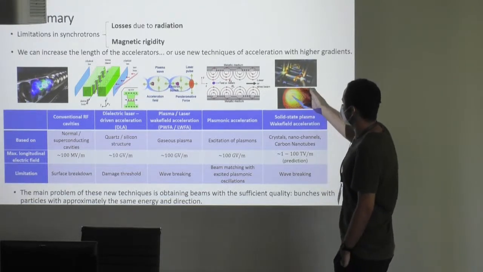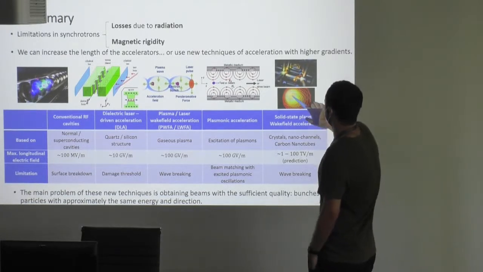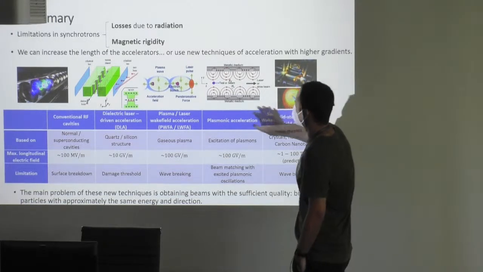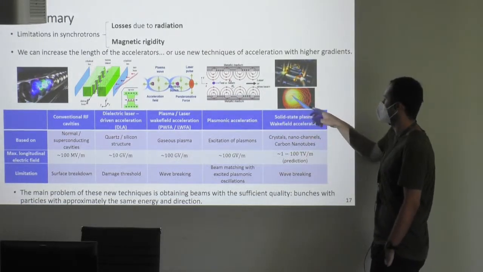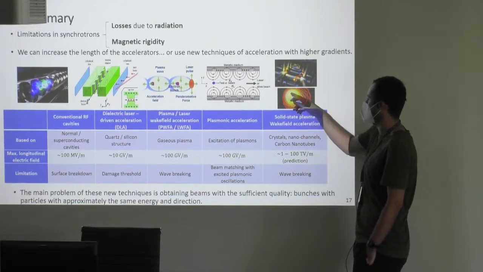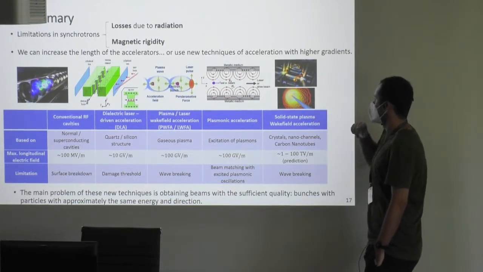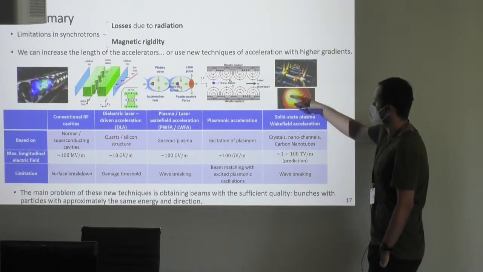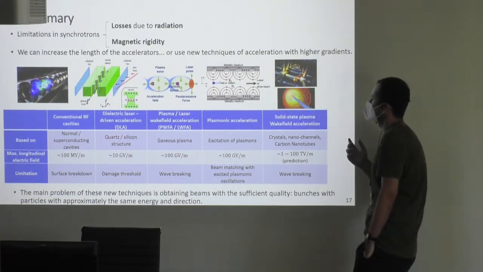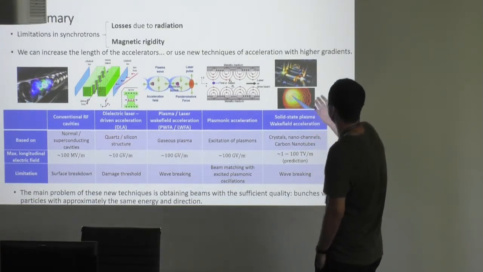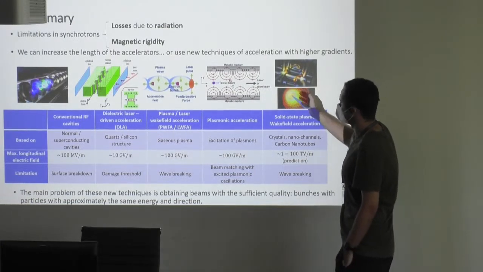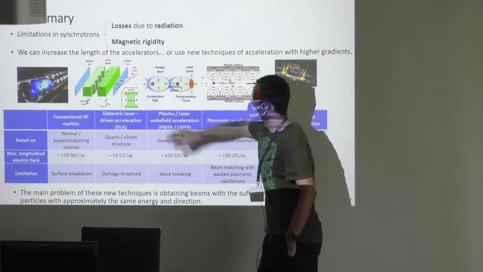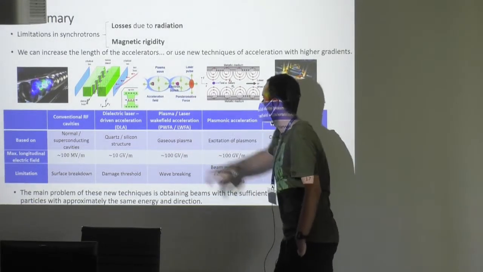I'm investigating carbon nanotubes, and it's something similar to these two techniques because we have a beam that we want to accelerate that is traveling inside the cylinder. It can excite the plasmons in the surface of the cylinder, but moreover, it can obtain some electrons from the ions, from the carbon ions, and create the bubbles that are used to accelerate in plasma wave field acceleration.